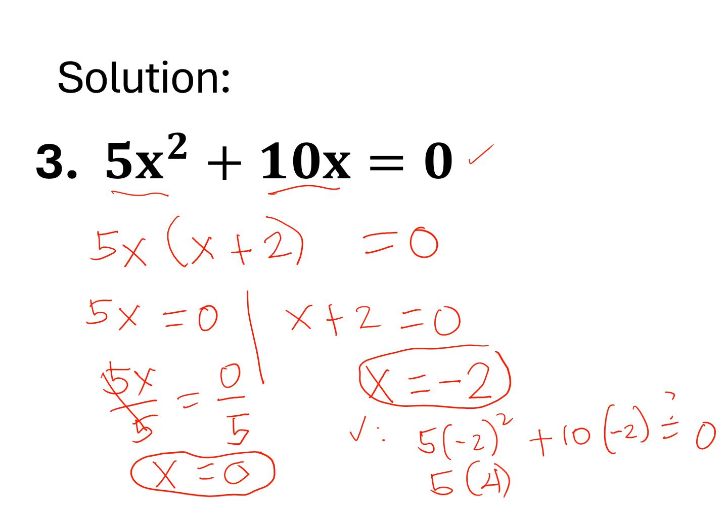Oh yeah, 5 times 4. Okay, negative 2 times negative 2, that is positive 4. Then positive 10 times negative 2, that is negative 20. Is it equal to 0? Yes. 20 minus 20, 0. So 20 minus 20, that is 0, right? So 0 is equal to 0. Okay.